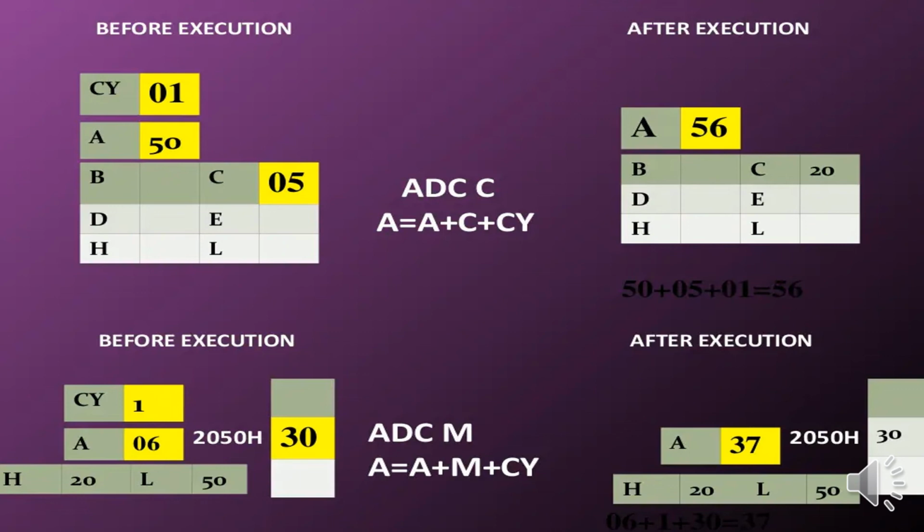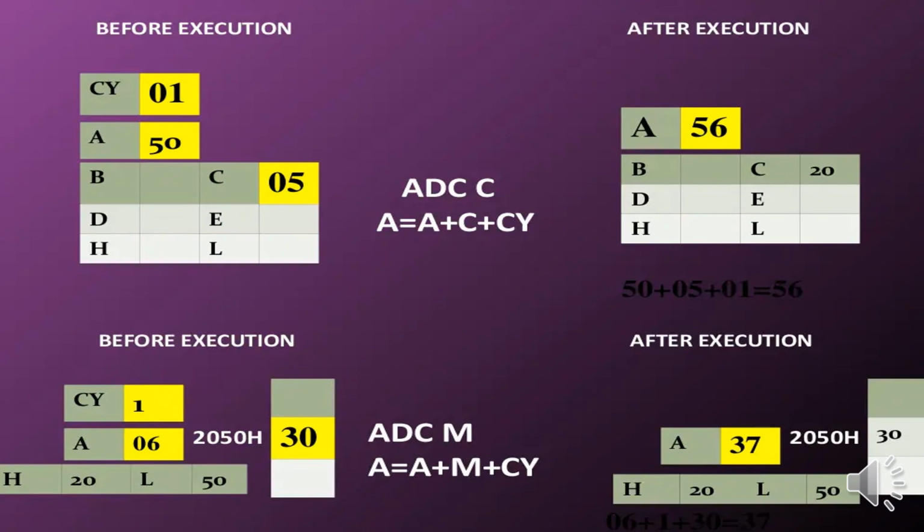Without carry, we can use ADD. So A equals 50 plus the carry, 1, using the ADC instruction. The result is stored in the accumulator only. If the operand is a memory location, its address is specified by the HL register pair. All the flags are modified to reflect the result of the addition.